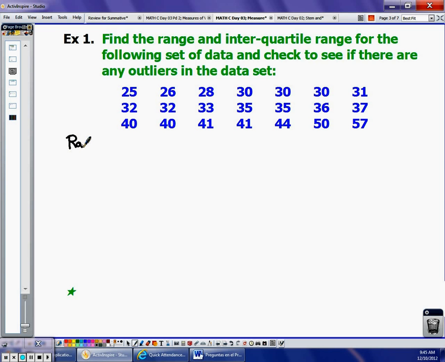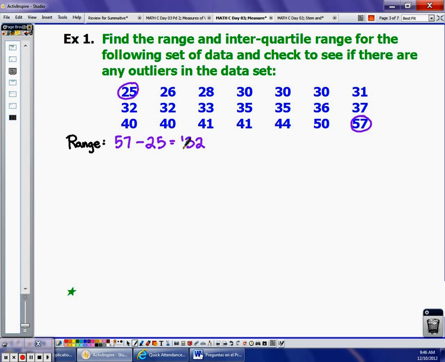Now the range basically tells us to subtract, or find the difference between, our largest number and our smallest number. So our largest number happens to be 57 and our smallest is 25. So we're just going to subtract those two numbers, 57 minus 25, and that's going to give us 32.